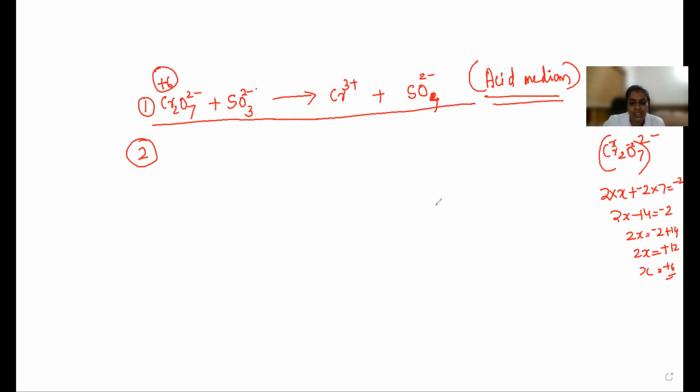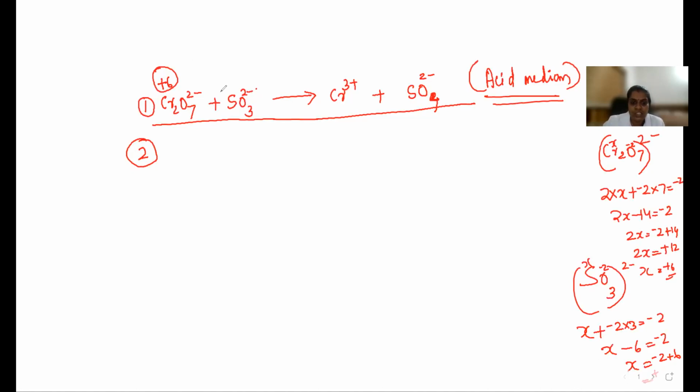Now SO3 2 minus we can see. The overall charge is 2 minus, sulfur is X, oxygen is minus 2. Put X plus minus 2 into 3 is equal to minus 2. So X minus 6 is equal to minus 2. X is equal to minus 2 plus 6, which is plus 4. So the oxidation number of sulfur here is plus 4.